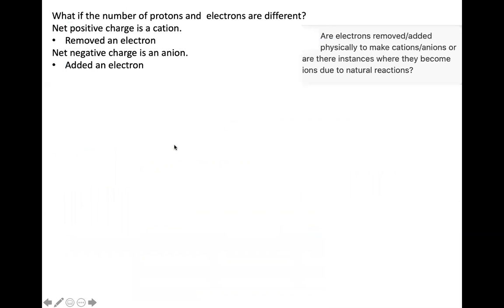Now, a student had this question, which I thought was a good one, about when we're adding or removing electrons here: is that like a physical process? Does that just happen in nature? How does that come about?